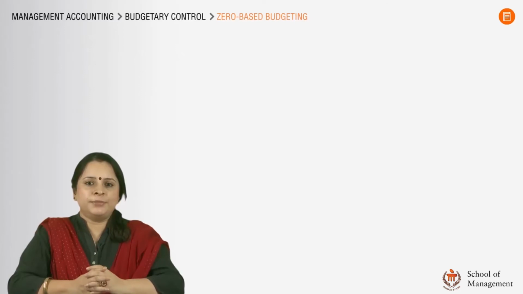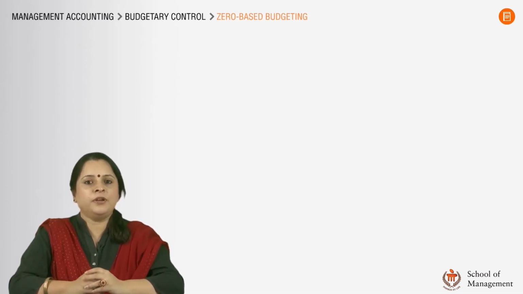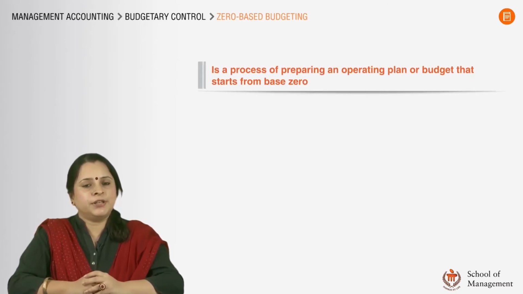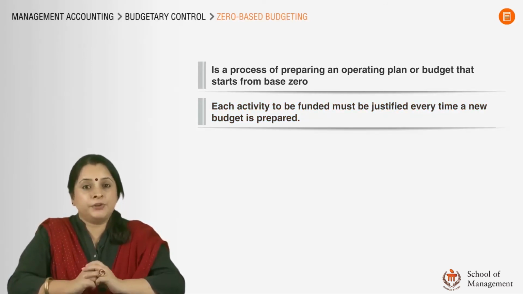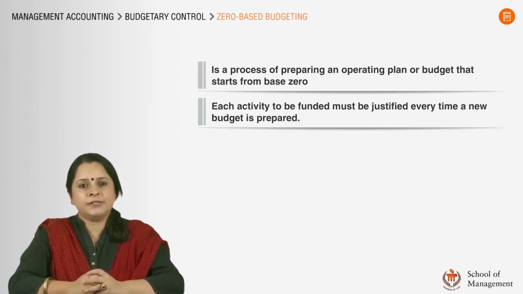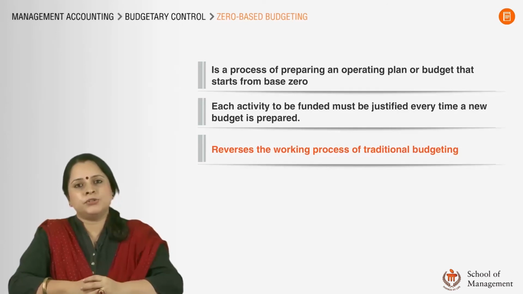Moving on to the last concept in this module, zero-based budgeting. Normally, while preparing budgets, previous year's data is taken as the basis for projecting budget for next year. But in zero-based budgeting, an operating plan or budget starts from base 0, assuming that the budget is being prepared for the first time. Each activity to be funded in the budget must be justified every time a new budget is prepared. Every department is reviewed comprehensively and all expenses and not just the increase need to get approved. In some sense, zero-based budgeting reverses the working process of traditional budgeting.